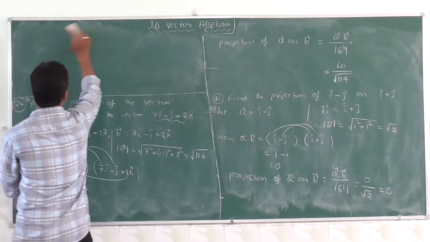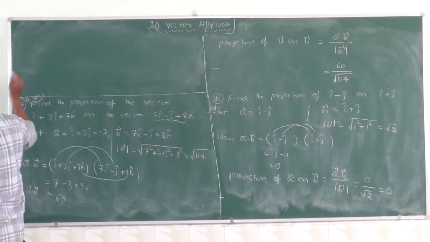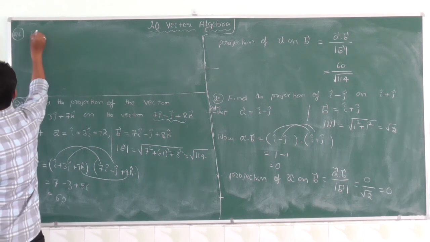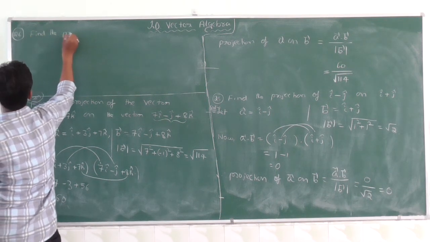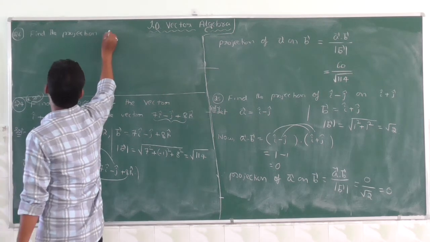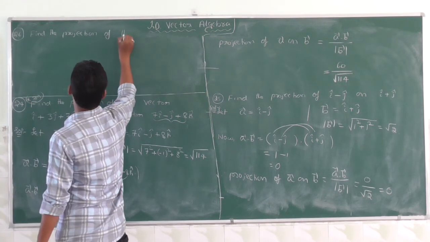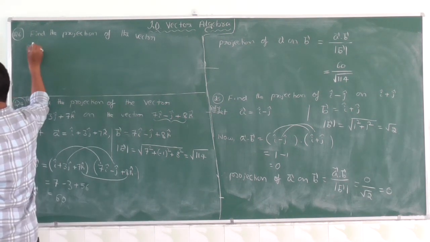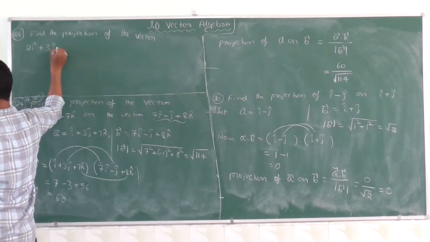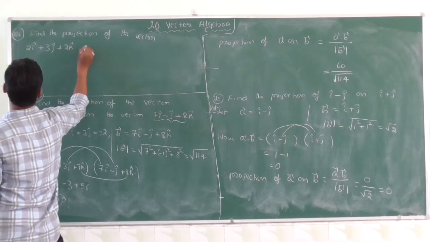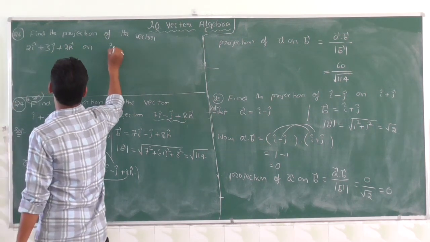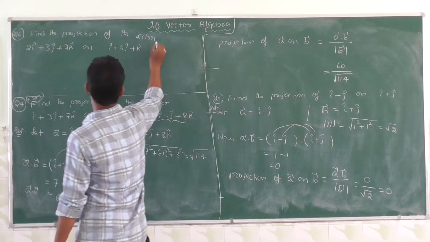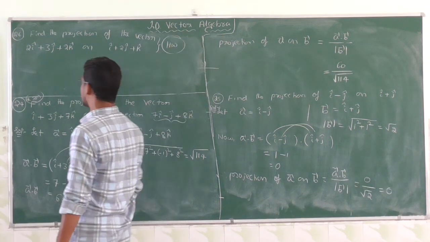One more problem we have. That problem is homework. You just do it at your home. This question number is 26. Find the projection of the vector 2i cap plus 3j cap plus 2k cap on I cap plus 2j cap plus k cap. It is the homework problem. You do it at your home.